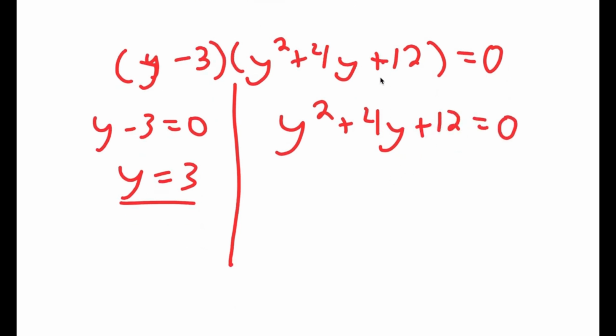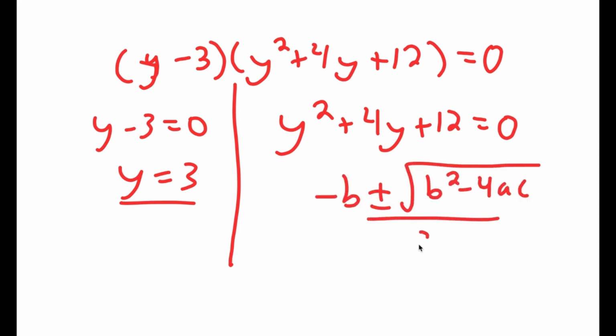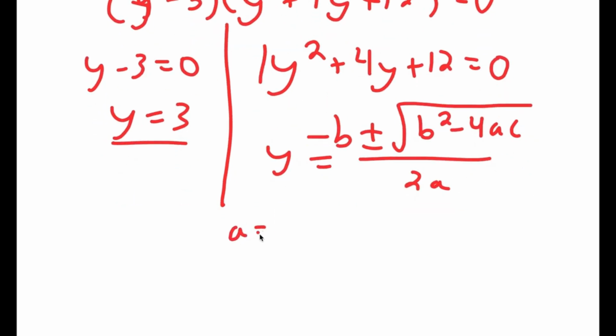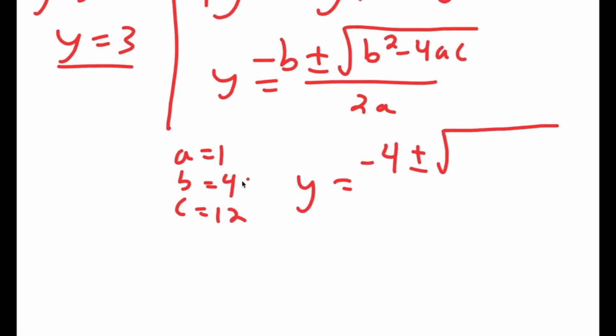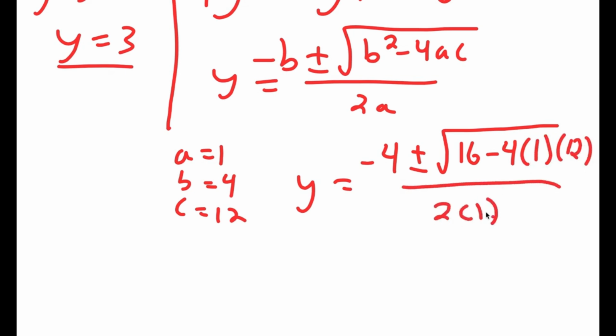And to solve this, we have to use the quadratic formula, which is negative b plus or minus the square root of b squared minus 4ac all over 2a. So in this case, a is 1, b is 4, and c is 12. So I get y is equal to negative 4 plus or minus the square root of b squared minus 4ac. B squared is 4 squared, which is 16, minus 4 times a, which is 1, times c, which is 12, all over 2a, so 2 times 1.